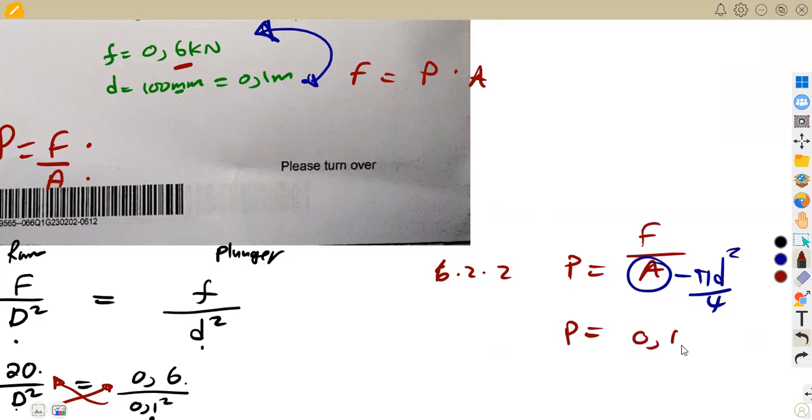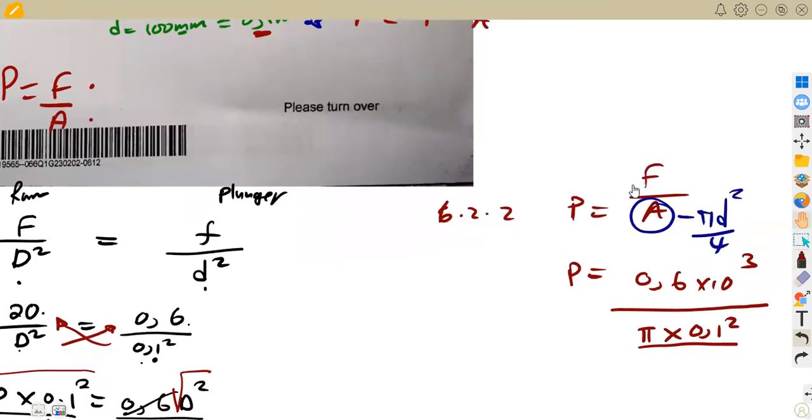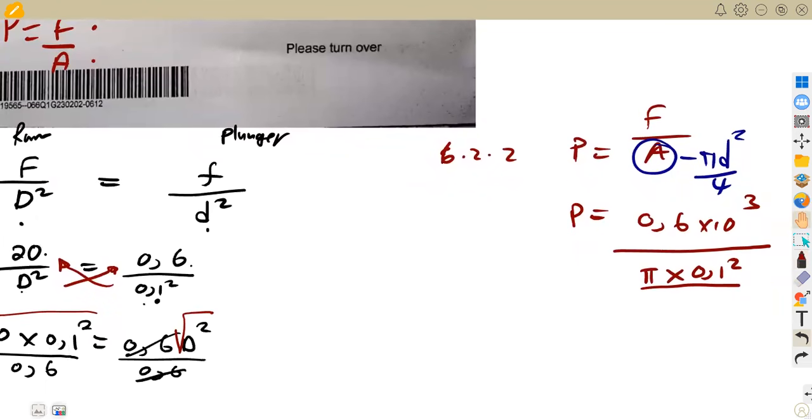So that's 0.6 times 10 to the exponent of 3 over the area of the plunger, which is pi d squared, pi times the diameter in meters. That's 0.1 squared over 4 in this case. All right, so that's pi d squared over 4. So this whole part is going to be divided by 4. So this is our area. It's a single term, so take note of that. You're going to have this in brackets or just have it as a single term. All right, so that is going to give us the pressure.